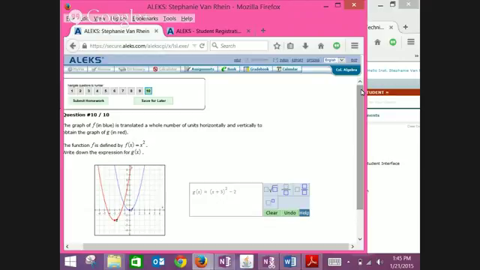Do you want to do a little quiz in class? No. Work together, graphing. Work together.